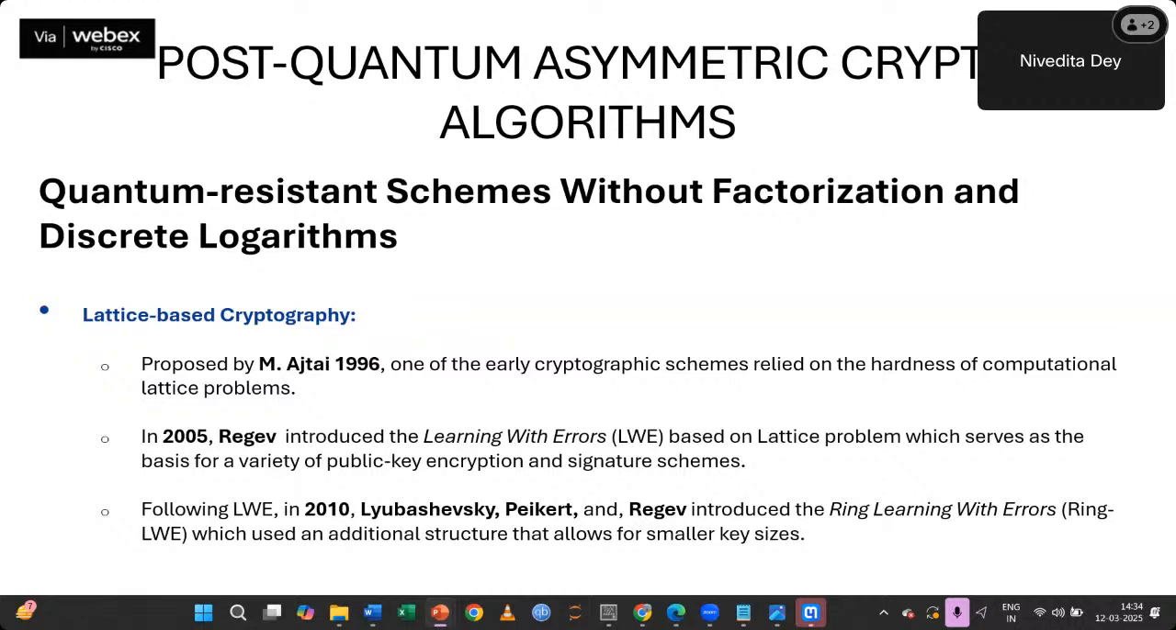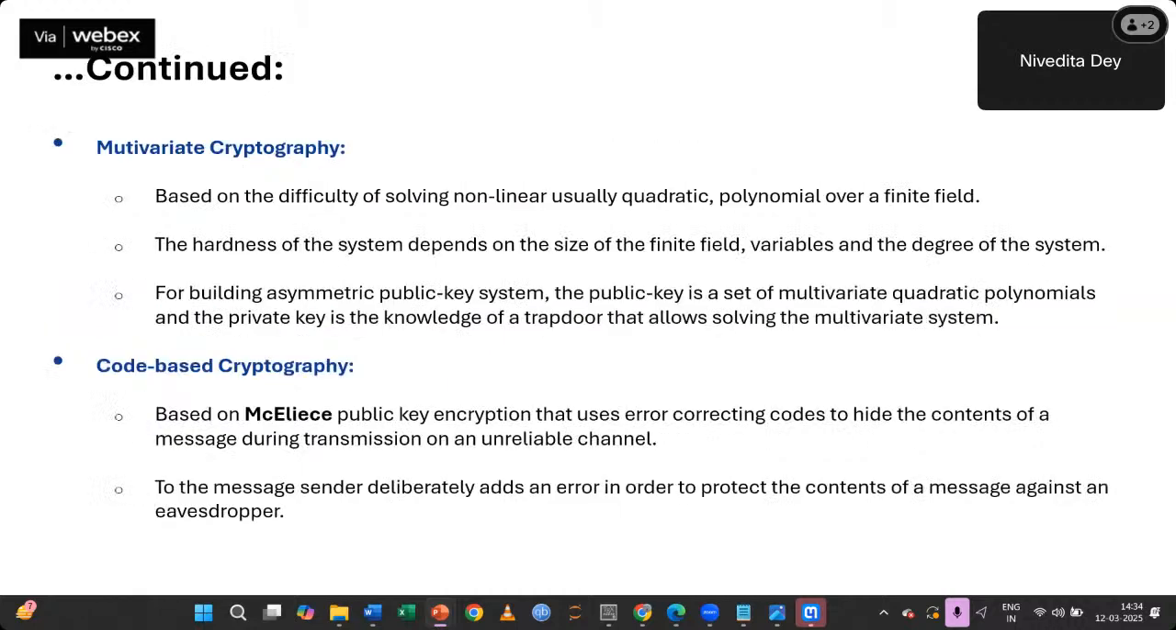And so this is serving as a basis for a variety of public key and signature scheme structures. And ring learning with errors. So ring LWE is another, more advanced form of the lattice-based one, which uses an additional structure that allows for smaller key sizes.